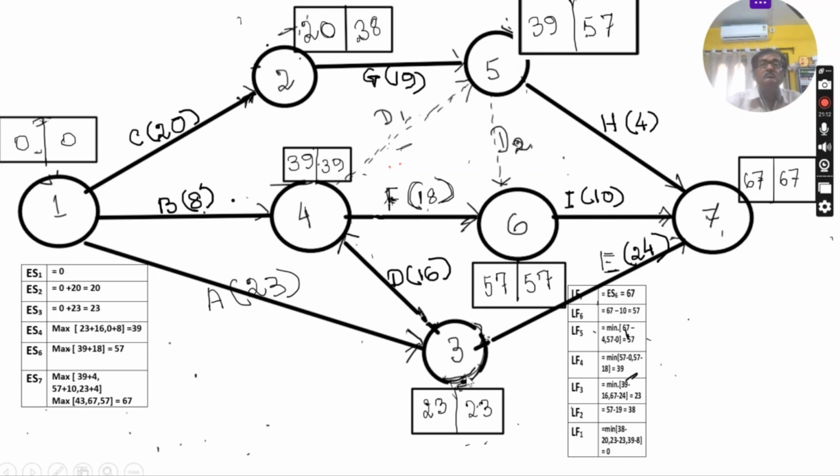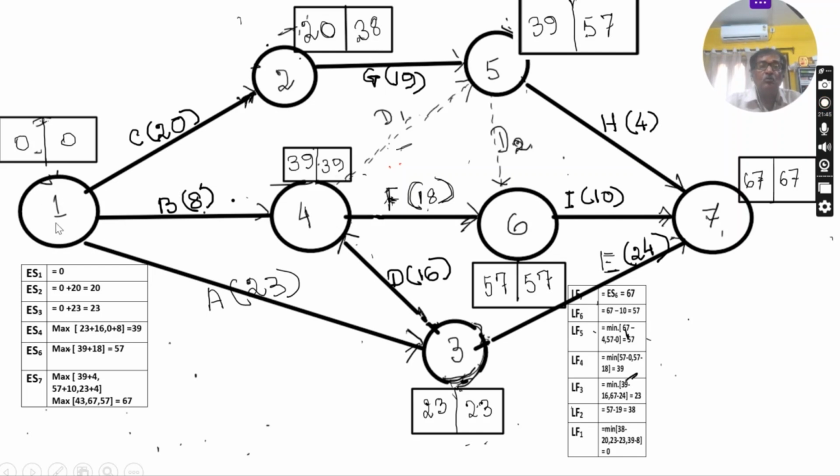Now S2. Only one activity comes out from this node. That's why the latest finish time is 57 minus 19, because you have to complete this task also. So what is the latest time we can start? 57 minus 19 is 38.